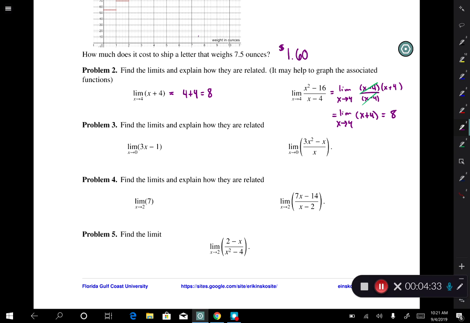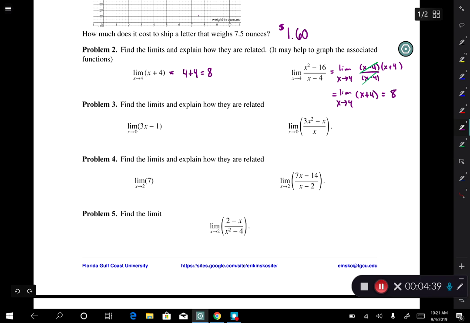Okay, so in all these problems, if you get 0 over 0, that means that you should do some factoring and canceling. Okay, so here's another example. Find the limits and explain how they are related. The limit as x goes to 0 of 3x minus 1. Again, you should look at that and say that's a polynomial, and so I can just plug in 0 and I'll get negative 1.